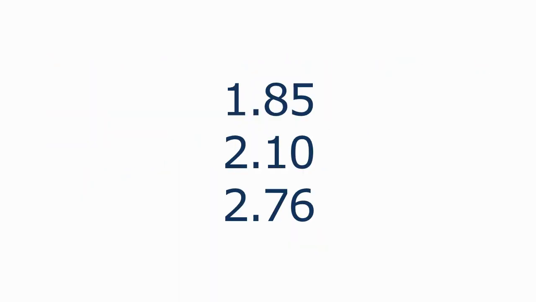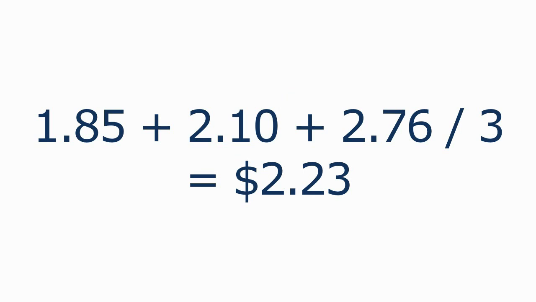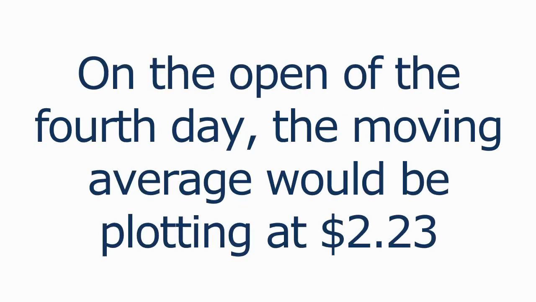This day's price is $1.85. This day's price is $2.10. Today the price is $2.76. So the calculation is 1.85 plus 2.10 plus 2.76, divided by 3, equals $2.24. So on the open of the 4th day, the moving average will be plotting at about 2.24.